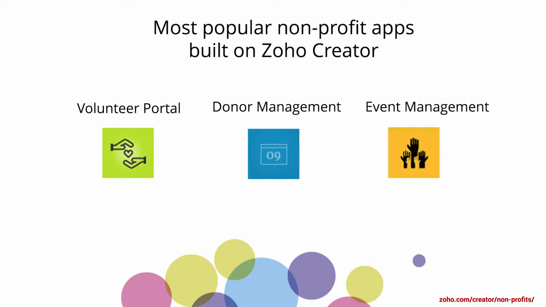You can offer an online registration form to them. You can keep track of which volunteer is doing what and when. Donor management again helps you track your upcoming campaigns, how much fund you have gathered so far, etc. And finally, we have the event management app, which is the most popular app that our customers build on Zoho Creator. It is an app which will help you manage everything about an event from start to end.